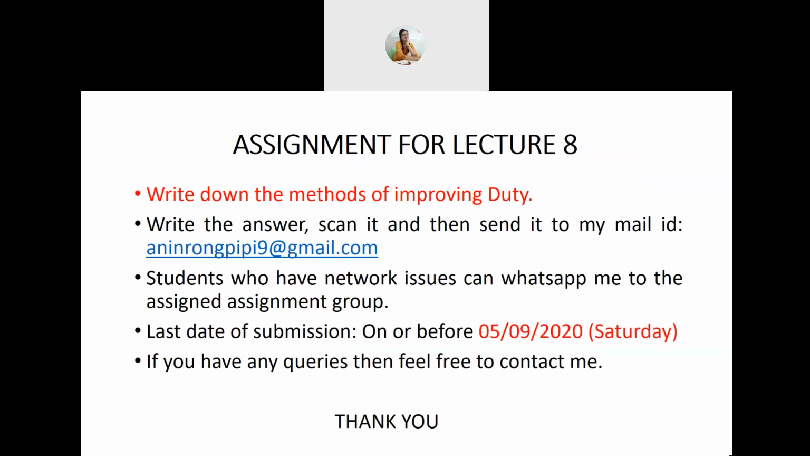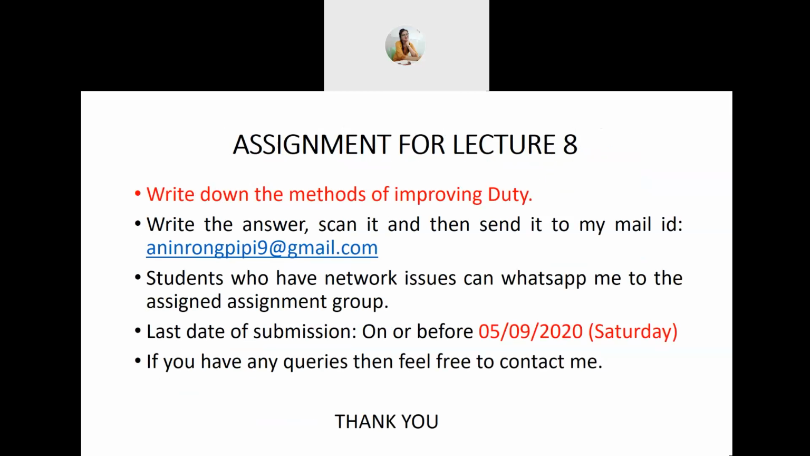Okay, so we'll continue with the relationship between duty, delta, and base period in our next class. What I want you to do is take down this assignment for lecture 8, which is to write down the methods of improving the duty. When you write down the methods, write them point-wise and also describe the points in 2-3 lines. It's not that you only give the point and end it there. I want you to write a minimum of 5 to 6 points maybe.